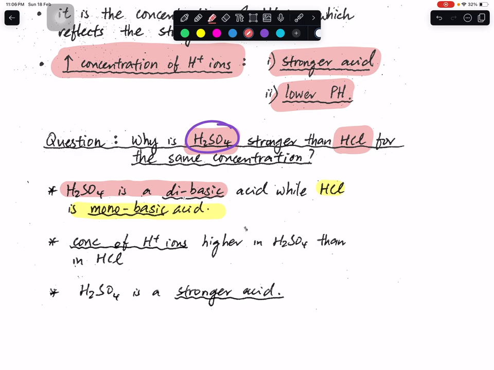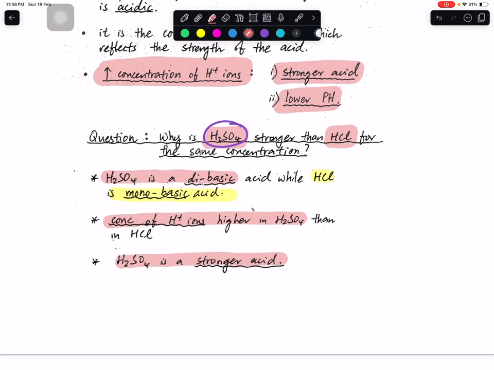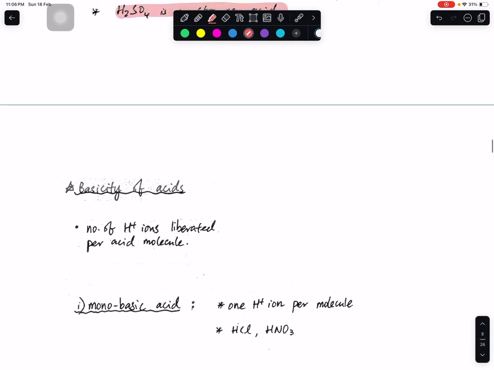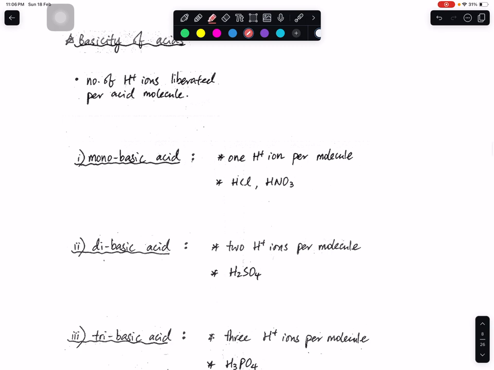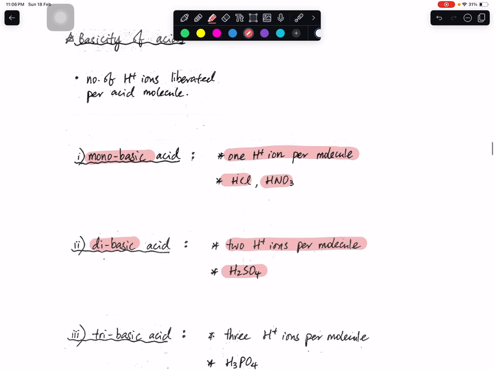Because of this, the concentration of H+ will always be higher in H2SO4, and H2SO4 should be a stronger acid, given that both of them are at the same concentration at the start. If you are okay, let's take a look at the next page. I mentioned monobasic and dibasic. You can see here, 1 H+ per molecule will be things like HCl and HNO3. Dibasic will be 2 H+ ions per molecule, which is H2SO4. Generally, these two will be the ones that we'll be focusing on. On the tribasic one, we won't really talk much about it, but I just want you to pay attention to monobasic and dibasic.